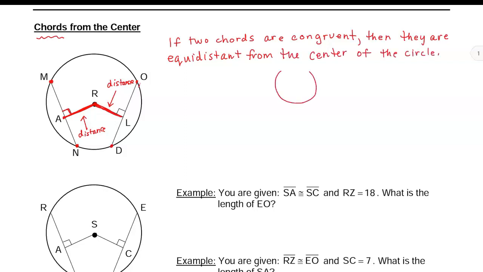A drawing of that would be, here's two chords, they're congruent. So since the chords are congruent, that means the distances to the center are also congruent. And you could turn that statement around. If the chords are equidistant from the center of the circle, then they are congruent.